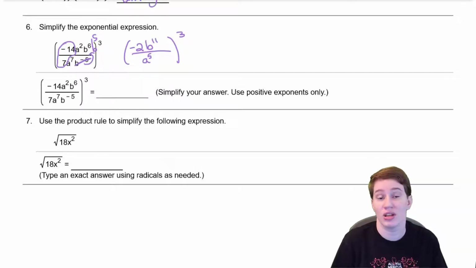So we need to cube the -2, which will give us a -8. We need to cube b to the 11th, and so that's multiplying the exponents together and getting b to the 33rd.